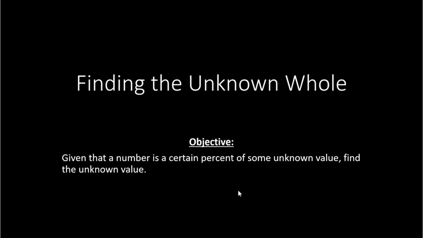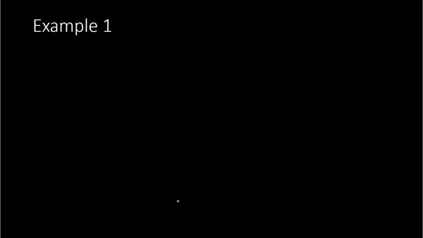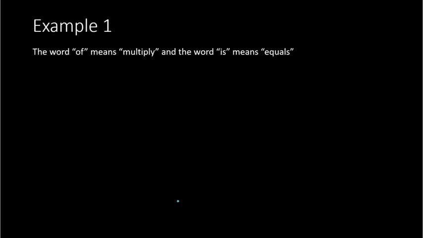In this video, you will learn how to solve different problems where you are given that a number is a certain percent of some unknown value, and you are to find that unknown value. Now, the simplest way to do this is to take a given statement and translate it into an equation. When you do this, you can realize that the word "of" can be translated as multiply, and the word "is" can be translated as equals.